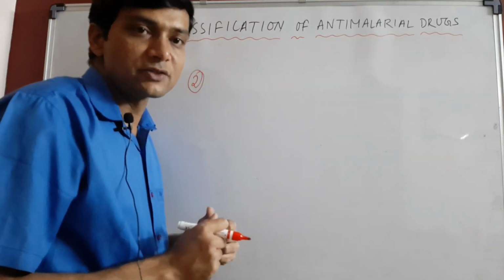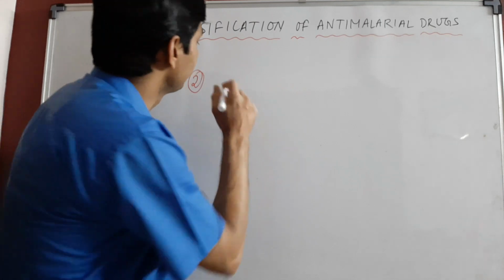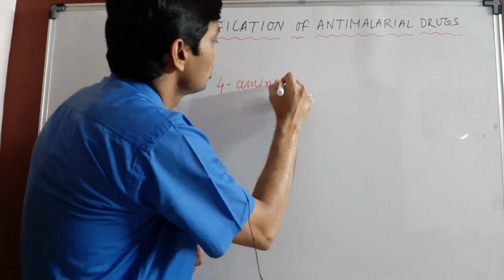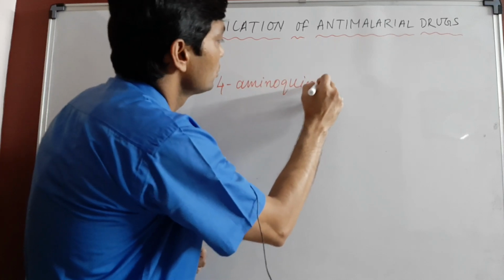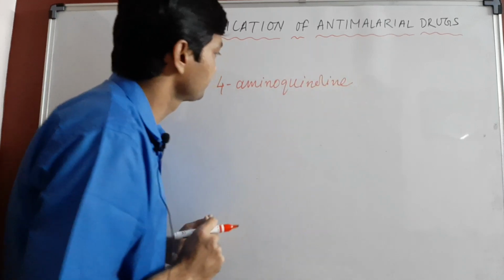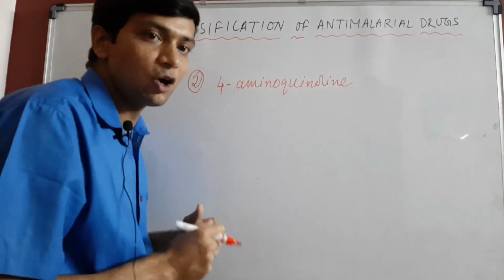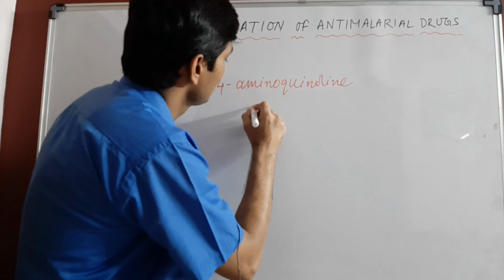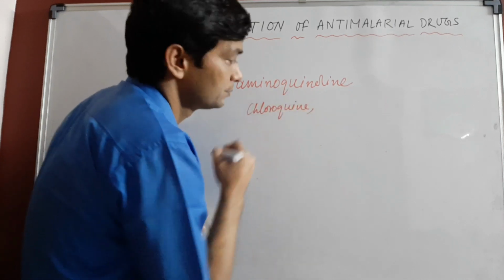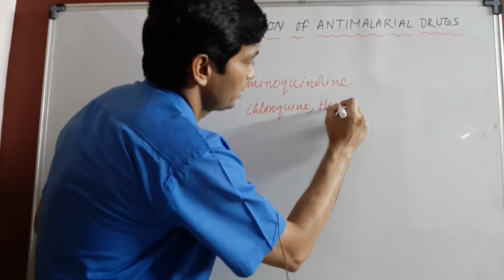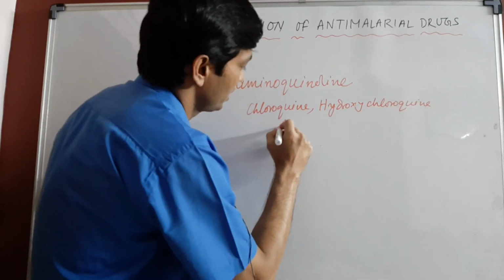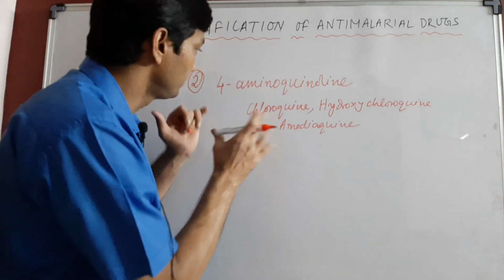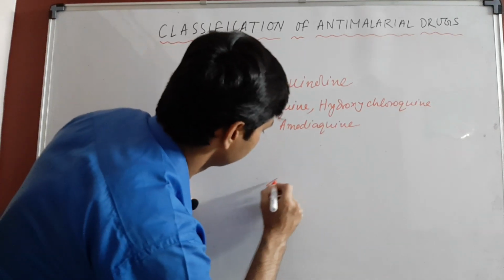The next important class of antimalarial drugs is the 4-aminoquinolines, and examples of this class of drugs include chloroquine, hydroxychloroquine and amodiaquine. And the general structure of 4-aminoquinoline.